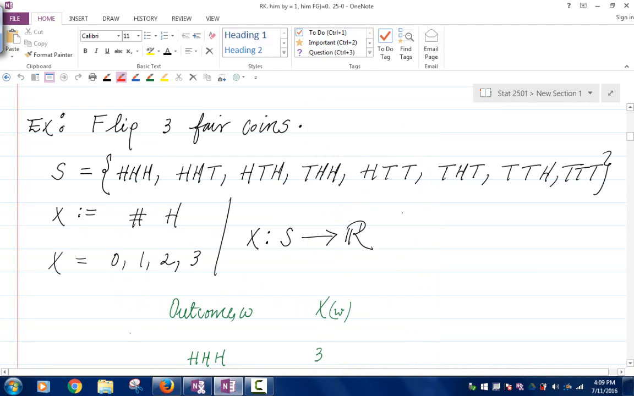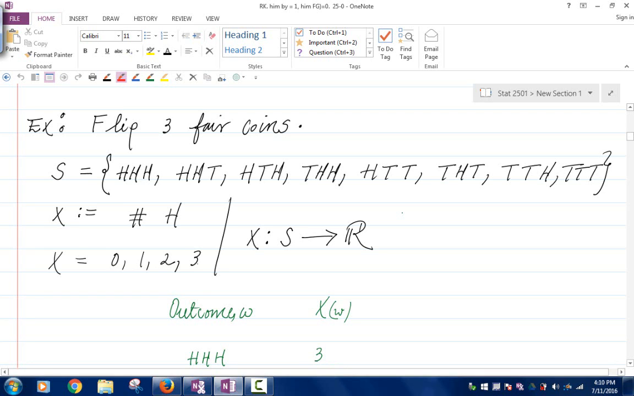So if I flip 3 fair coins, then I get 8 possible outcomes, because I'm assuming the coins are fair, all of the 8 outcomes are equally likely. Let X denote the number of heads. If X denotes the number of heads in 3 flips, then the possible values of X are 0, 1, 2, or 3.